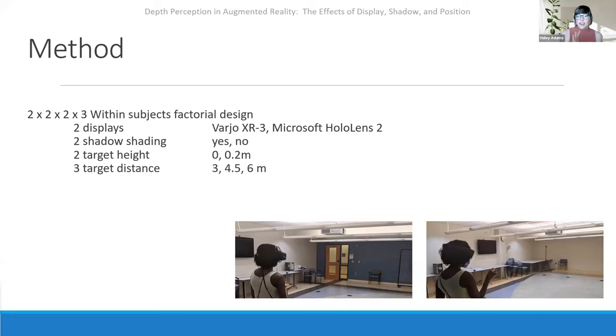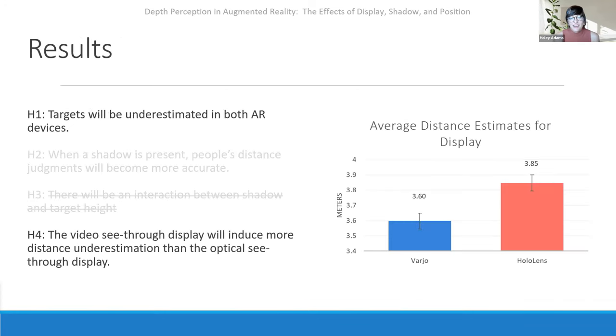We then used a linear mixed effects model to investigate the influence of shadow, target height, and device on people's depth judgments. Our results showed that distance judgments across both displays were underestimated, a finding that supports our first hypothesis. This result reinforces a growing body of literature in AR-HMDs that has found distance estimates in action space to be underestimated. In support of H4, we found that participants were more accurate at estimating distances in the HoloLens 2 than in the Vario XR3, with an average of about 15% underestimation in the HoloLens 2 and 20% underestimation in the Vario XR3. Based on VR literature, it's possible that this difference was influenced by weight and field of view differences between the two HMDs, but this theory will need more research to confirm.